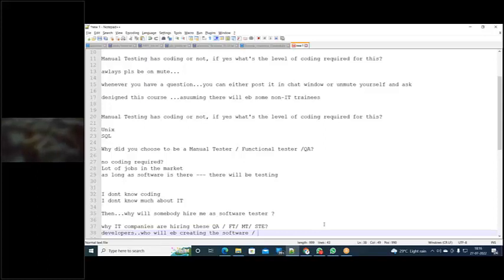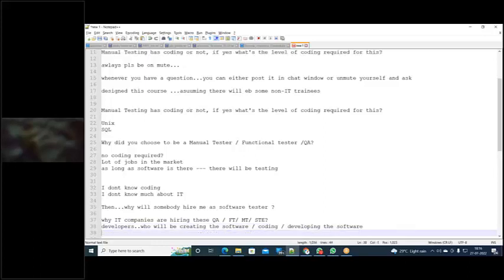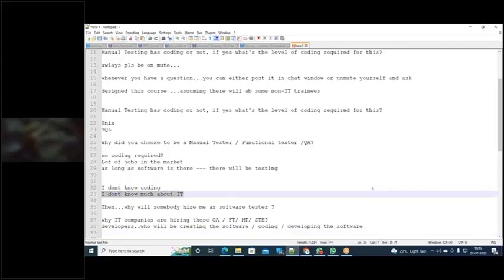So one person cannot do everything. For example, a developer will be developing the software, creating or writing the code. In other words, he will be creating that software. And then there are other people who will be doing different things. So for testing, there should be a separate set of people, and that's why they will be hiring these software testers. And unfortunately, as I've told you, there's not much coding required. And if you don't know about IT, after this class you will definitely know a whole lot about IT. Trust me, guys, after these 20 days of live sessions and 1 month, you will know a whole lot.